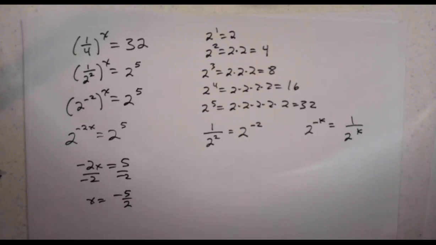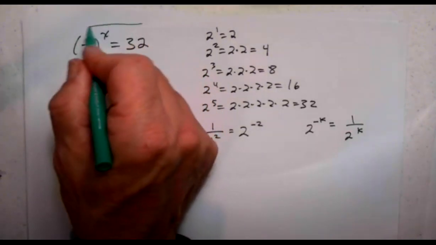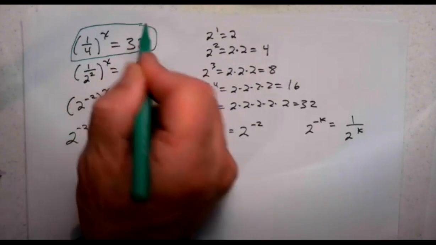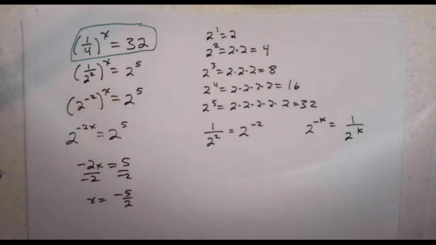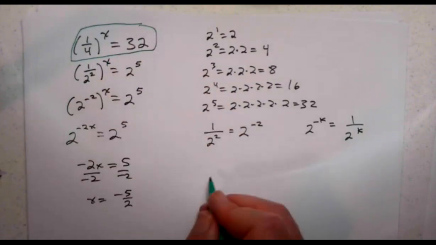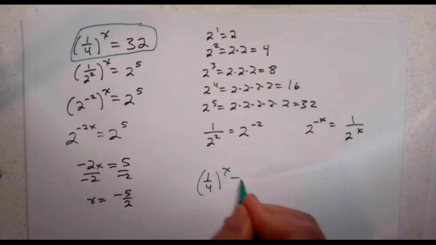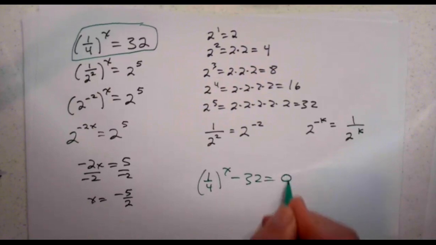But I want to also check this on the graphing calculator if I can. And you see our original question was this: (1/4)^x = 32. I want to subtract the 32 from both sides. I'm going to try to find x where (1/4)^x minus 32 equals 0. And I hope I get negative 5/2, which is what? Negative 2.5. So just keep that in mind.